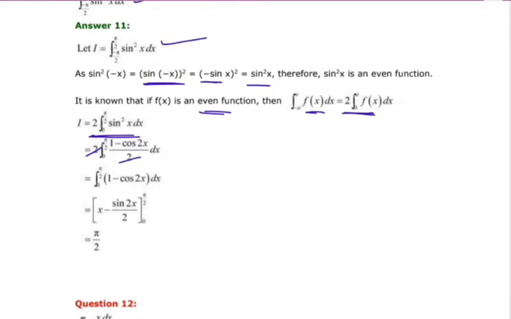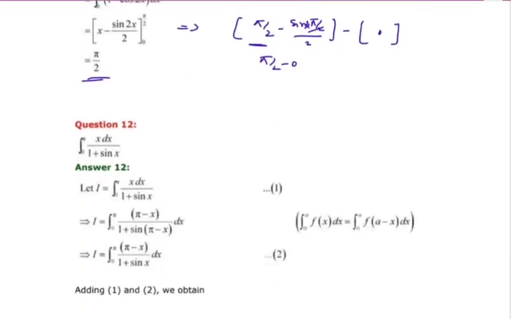So when you substitute, what we get here is pi by 2 minus sin 2 into pi by 2, the 2 gets cancelled, by 2 as it is, minus this term 0. So what is the value of sin pi? It is 0 only. So we get simply pi by 2 minus 0. So the value of the given integral is pi by 2.